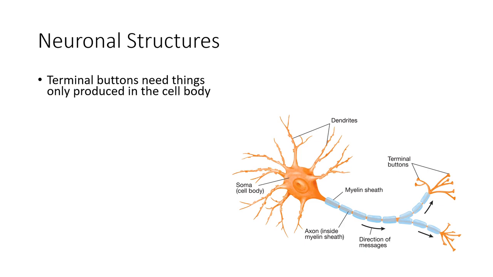So now continuing for a second with the terminal buttons, they do need things that are only produced in the cell body. So they will need substances that the cell itself, the cell body, produces. So how do these substances get from the cell body all the way down to the terminal buttons? This happens through a process called axoplasmic transport. Now, that's a big fancy way of saying substance transport.